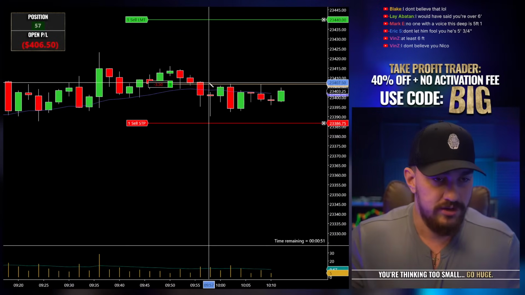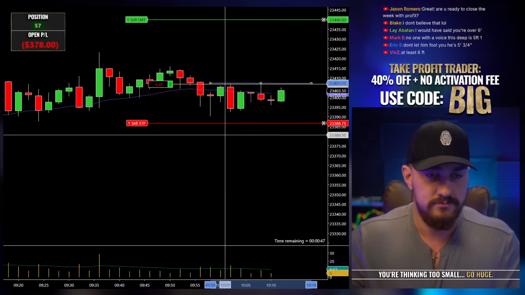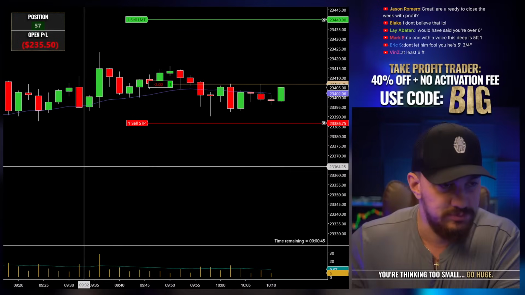Now, one thing I'm looking at with this scalp here is, hey, does this turn out to be a little bit of a flat top? Just keep an eye on it. Don't let it spook you too much.